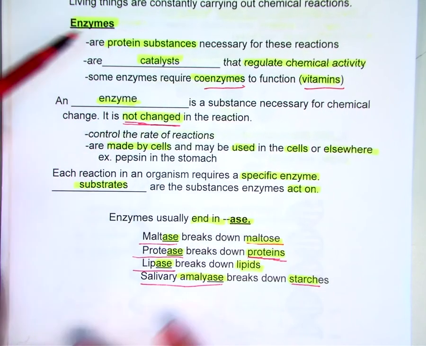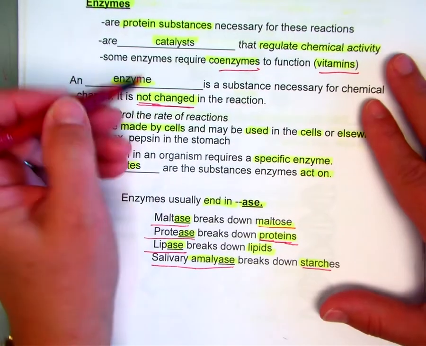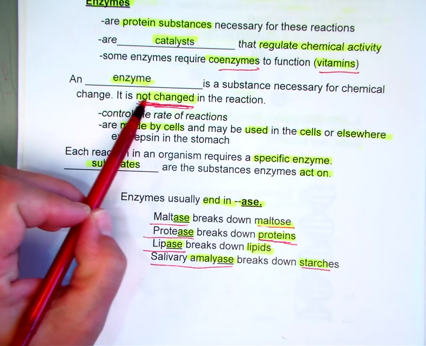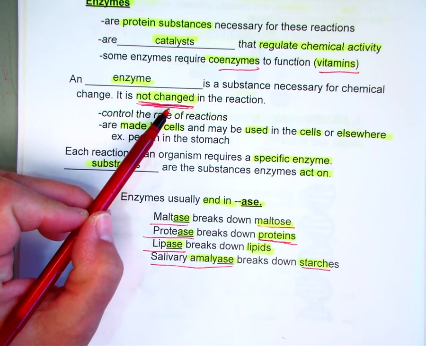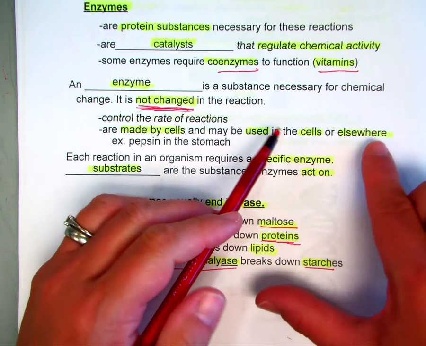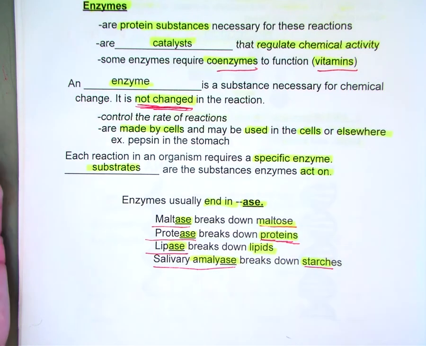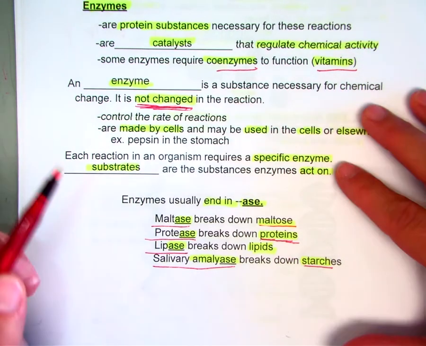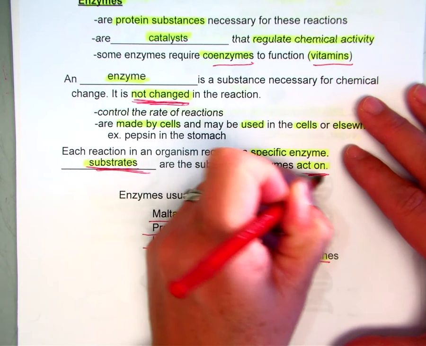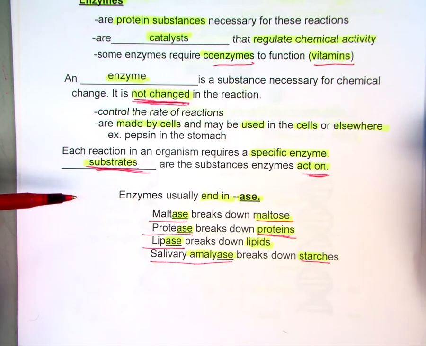An enzyme is a substance necessary for chemical change. We said they do not change, though. So remember in the diagram we'll review in a second, you always know the enzyme because it never changes. They can be used over and over again. They're made by cells. They can be used within a cell or like within the stomach, the small intestine. What do they act on? Remember, they act on the substrate. So we talked about what you had for breakfast, and we talked about the enzymes that break down that food that you had for breakfast.